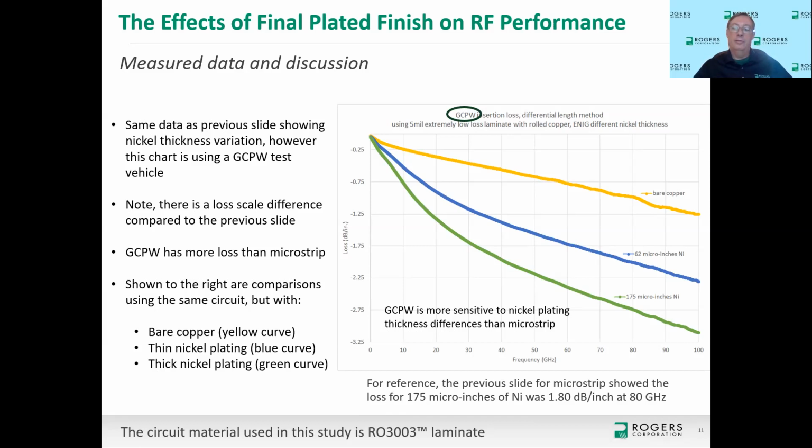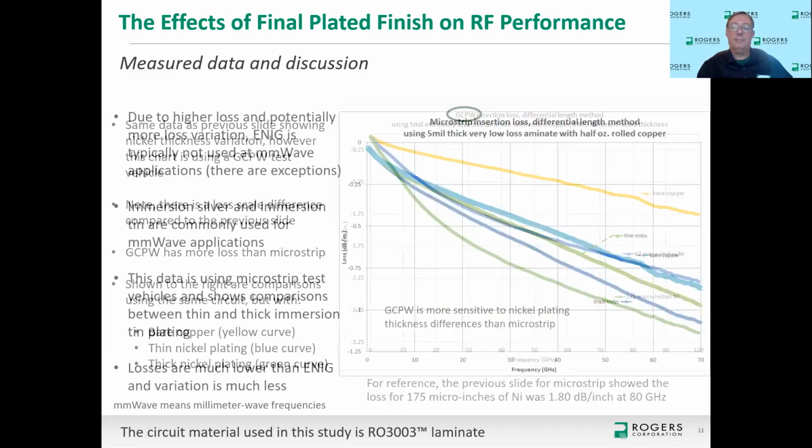And just for reference, the thick nickel, in this case, for the grounded coplanar waveguide, the green curve, at 80 gigahertz, I'm getting about 2.75 dB per inch loss, whereas the previous slide with microstrip, I was getting 1.8 dB per inch loss. So there's a pretty big difference between grounded coplanar waveguide and microstrip when it comes to losses due to this finish, ENIG.